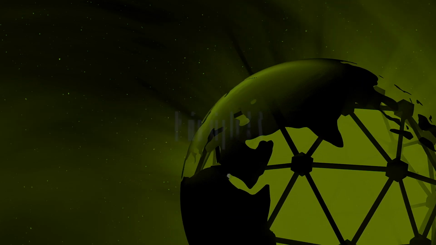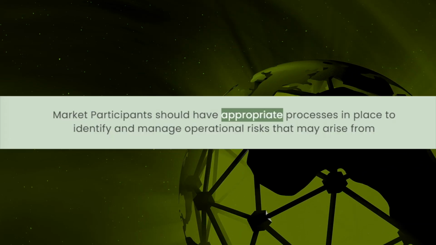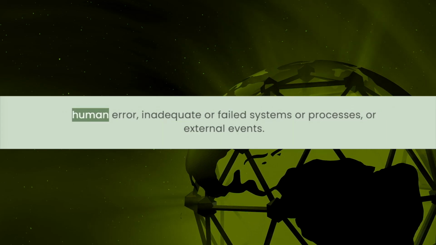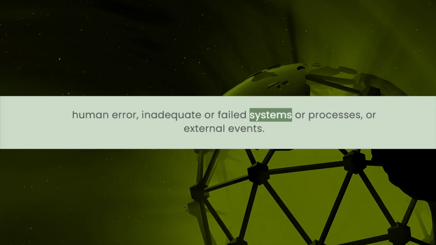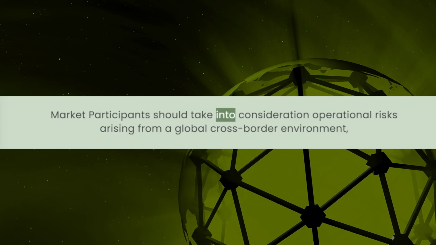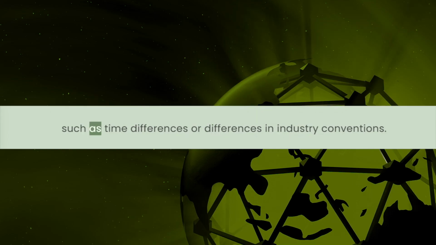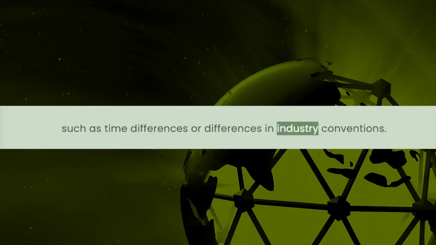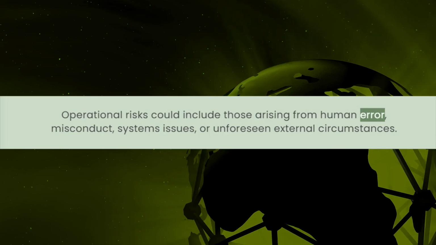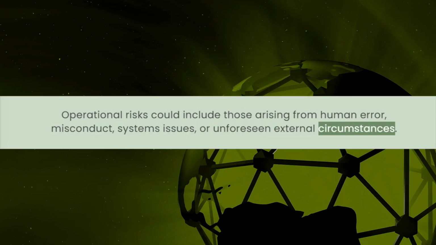Operational risk. Principle 32. Market participants should have appropriate processes in place to identify and manage operational risks that may arise from human error, inadequate or failed systems or processes, or external events. Market participants should take into consideration operational risks arising from a global cross-border environment, such as time differences or differences in industry conventions. Operational risks could include those arising from human error, misconduct, systems issues, or unforeseen external circumstances.